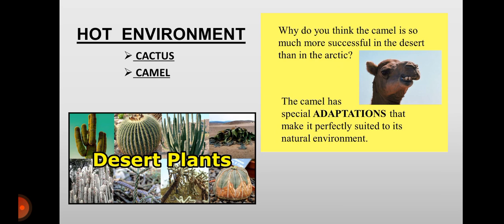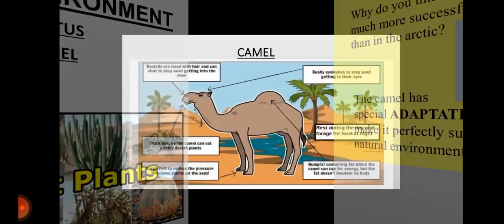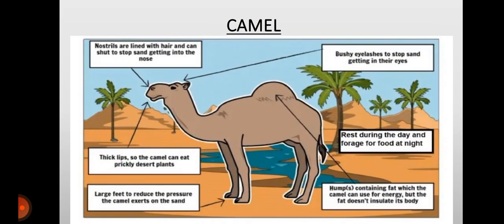So why do you think that the camel is so successful in desert rather than in Arctic or Antarctic poles? The camel has special adaptations. That is, its body has adapted certain features that make it perfectly suited to its natural environment. Let's discuss them. First, we start with nostrils. They are lined with hair and can shut to stop the sand getting into the nose.